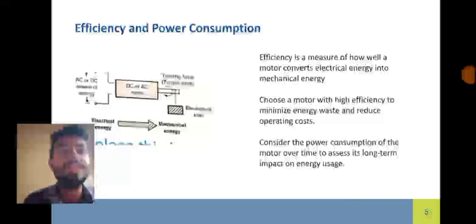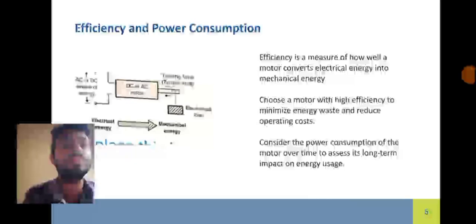Efficiency and power consumption. Efficiency is a measure of how well a motor converts electric energy into mechanical energy. A motor converts electrical into mechanical energy, and a generator converts mechanical into electrical energy. Choose a motor with high efficiency to minimize energy waste and reduce operating cost.